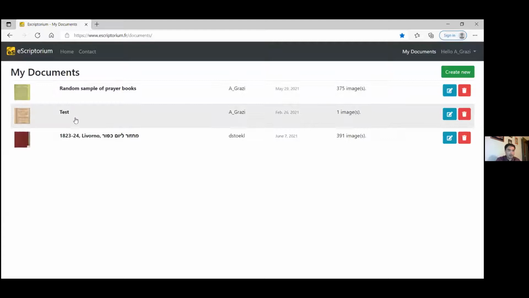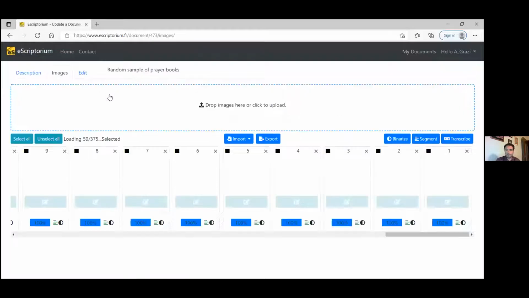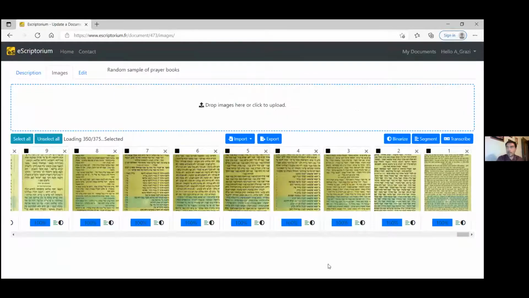And in my case, I also have one as a test. I have one Mahzor le Yom Kippur, printed in Livorno in 1823-24. And also, I have a random sample of prayer books. So let me go directly inside this folder here. This is how this appears.